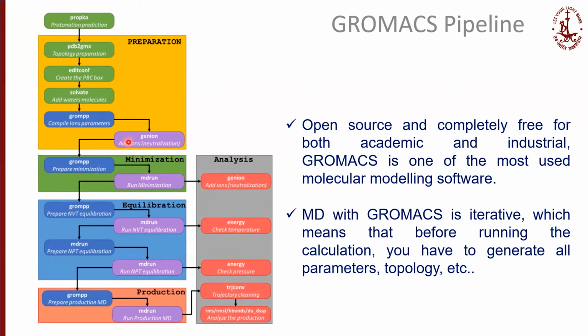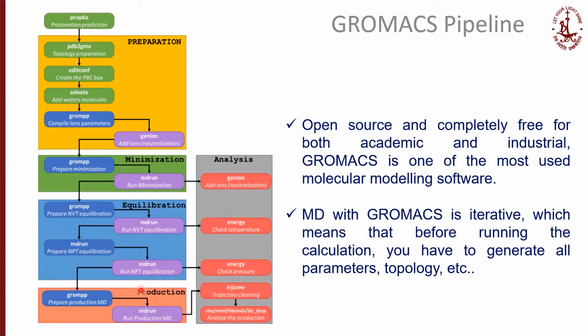Once your system is prepared, you will go for minimization using the GROMPP command and the mdrun command. mdrun means it is going to run your minimization. Once your energy minimization is done, then you will go for equilibration. Again, the GROMPP file is where all these details are given. You modify the GROMPP file based on NVT equilibration first. Then you do an mdrun. mdrun will run the equilibration. Once it is done, you perform NPT equilibration. Once it is done, you run the NPT.